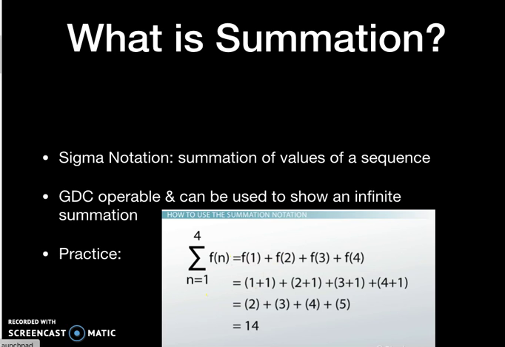And this is just one of the things that you need to know. This is also GDC operable, and it can show an infinite summation.